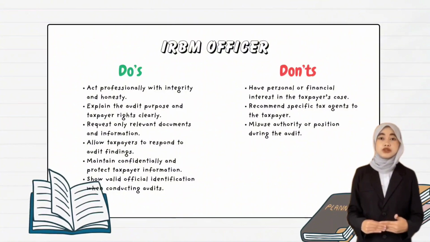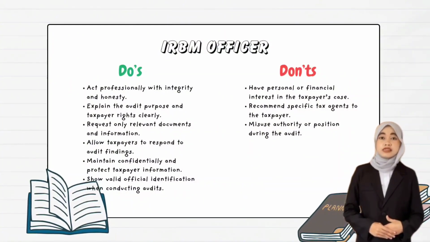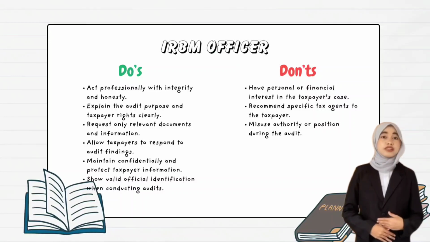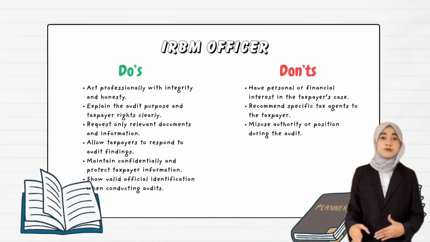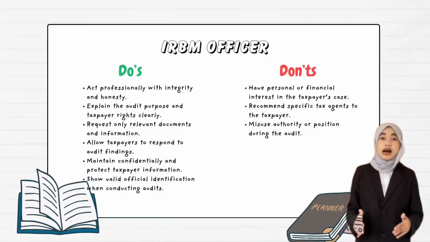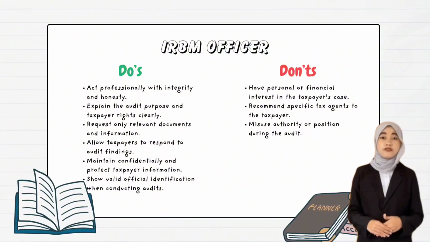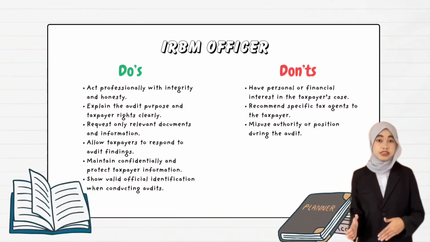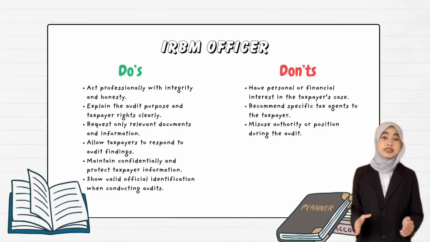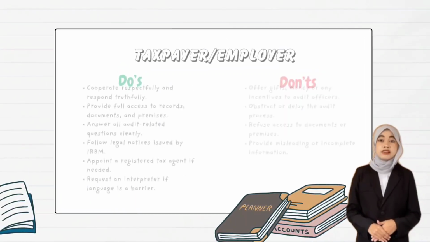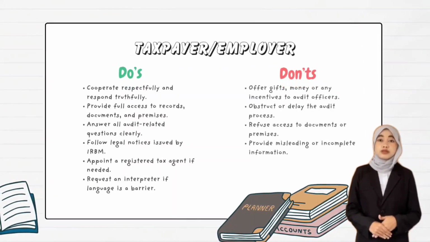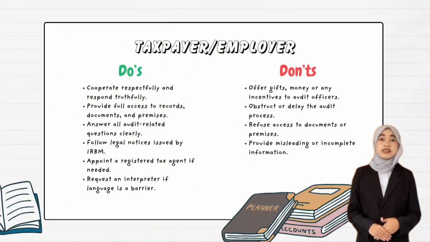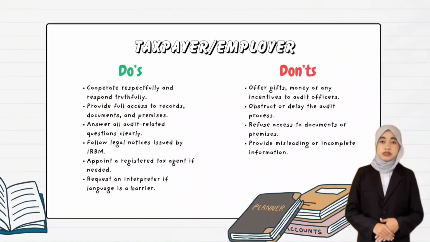Every officer must show an official ID, and taxpayers are encouraged to verify their identity if in doubt. Importantly, audit officers are prohibited from having personal interest in the case, suggesting specific tax agents, or abusing their power in any way. Now, let's move on to the responsibilities of taxpayer and employer during an audit.